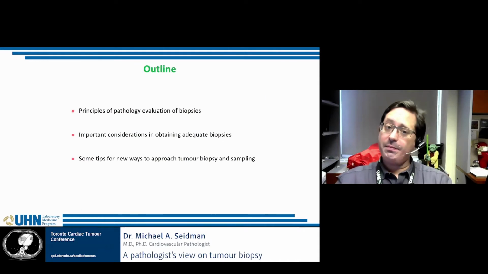So what I'm going to attempt to do is give you some of the principles of pathology evaluation of biopsies, particularly of cardiovascular masses, from the point of view of a pathologist. And what the important considerations I view in obtaining adequate biopsies, and then giving some tips and new ways that we might be able to start approaching tumor biopsy and sampling that might even further improve our experience.